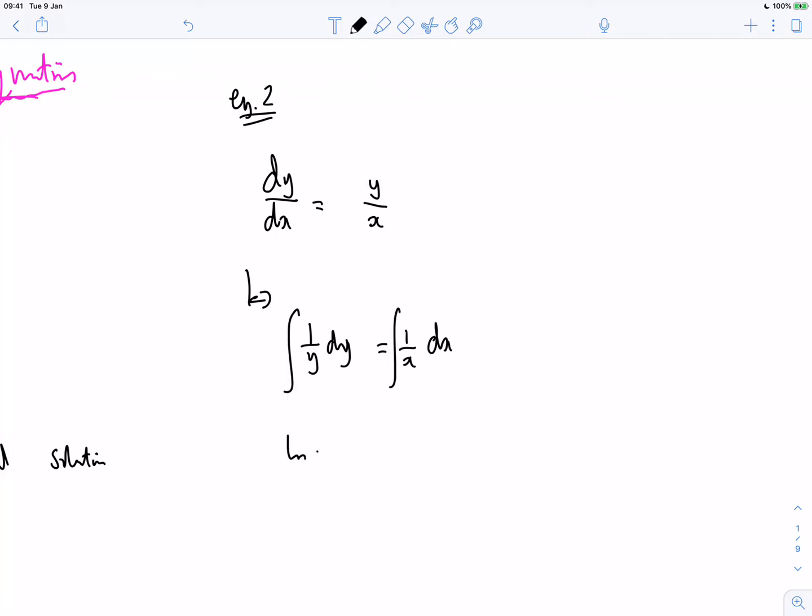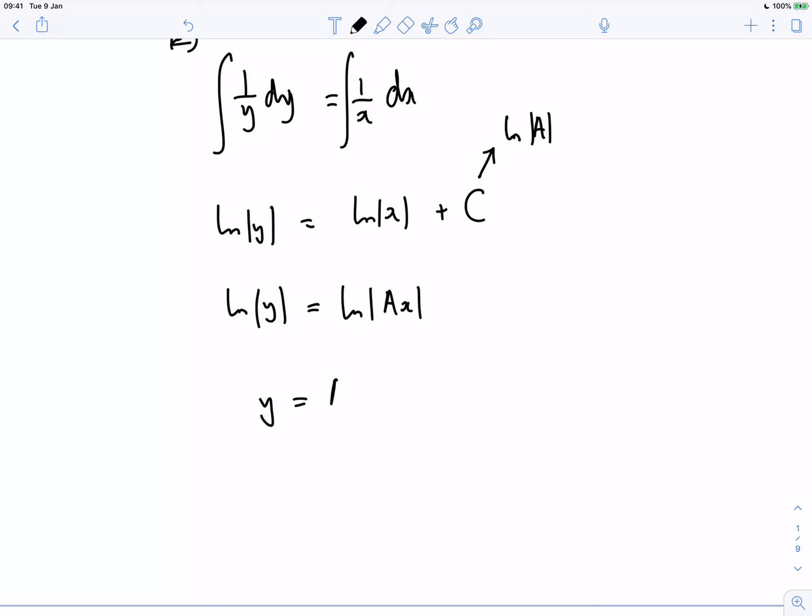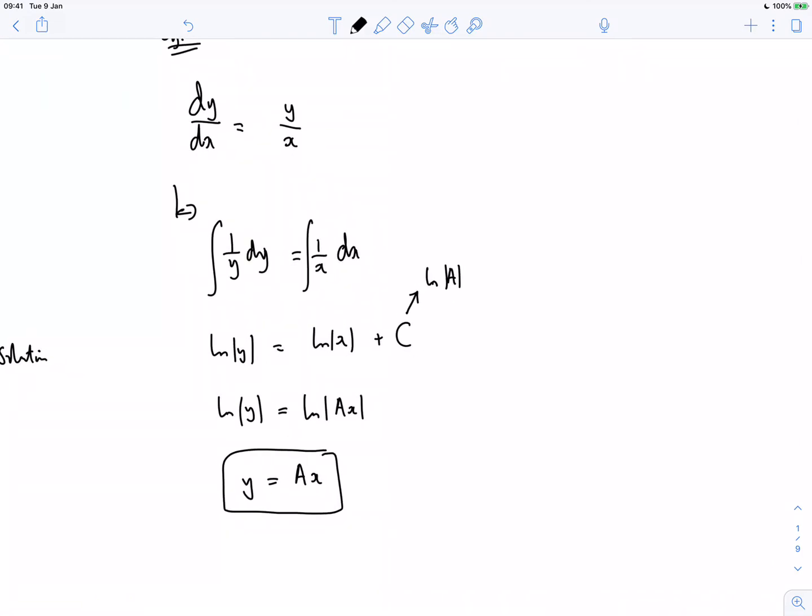1 over y integrates to ln of y, and the integral of 1 over x becomes ln of x plus a constant. And now this constant c I'm actually going to write as ln of a, because ln of a constant is still a constant. So ln of x plus ln of a, well, when you add logs together, you multiply the arguments. So you get ln of y equals ln of ax. And then when you exponentiate both sides, you'll get y equals some constant a times x. And that's it.